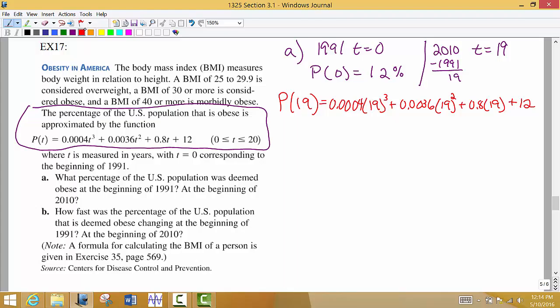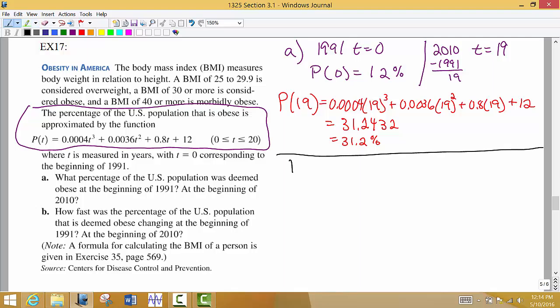All right, so this one's a little bit more interesting. When I plug 19 into the function, we can't just do that in our heads. I'll throw all this into my calculator, basically exactly as we see it, and I get 31.2432. I'm going to round to the nearest tenth, so I get 31.2%. So 31.2% of the population was obese at the beginning of 2010. It looks like the trend of obesity is to rise; the percentage is increasing.